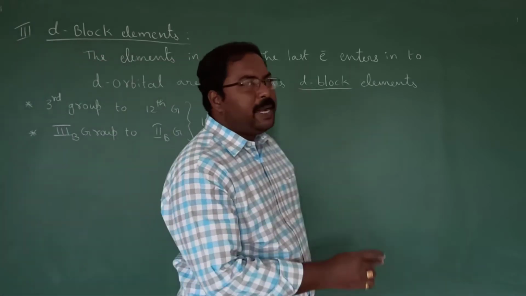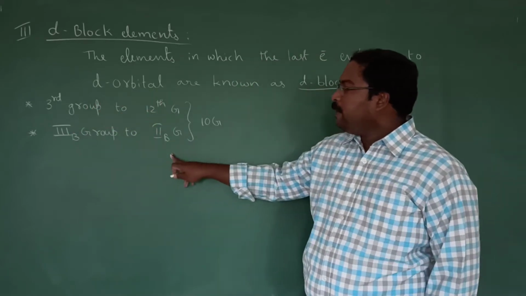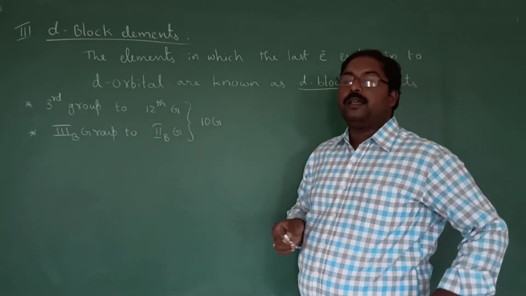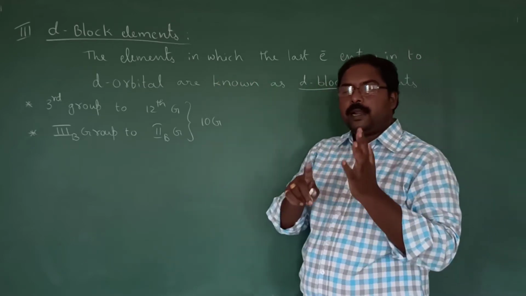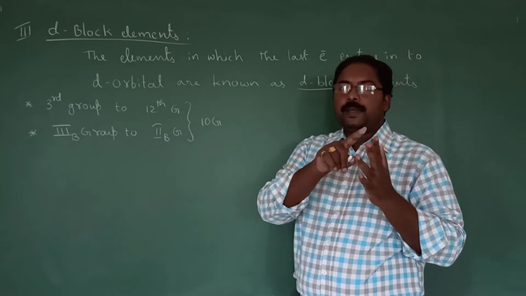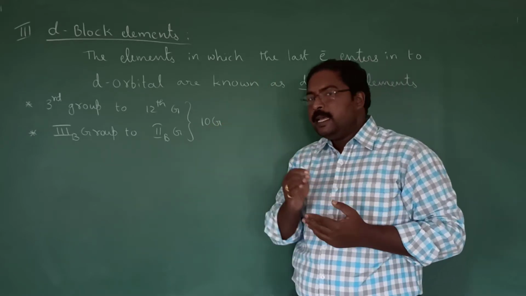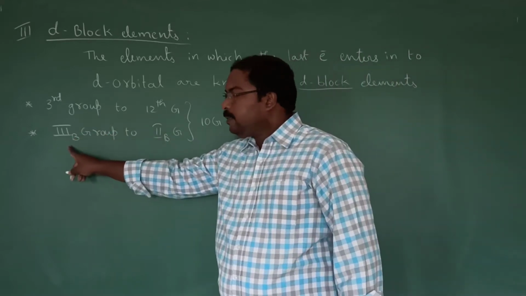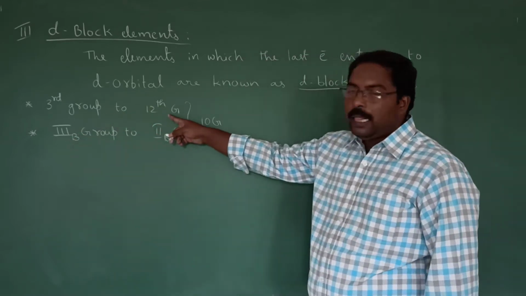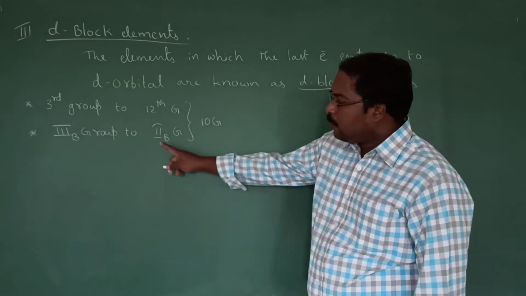Somebody will get confused: sir, how is it third B to second B, 10 groups? That's why I have given clearly the order of the groups. If you observe, third B, fourth B, like that up to 8 groups, then comes the first B and the second B. So the third group in the periodic table is the third B group, and the 12th group in the periodic table is the second B group. So remember this clearly.